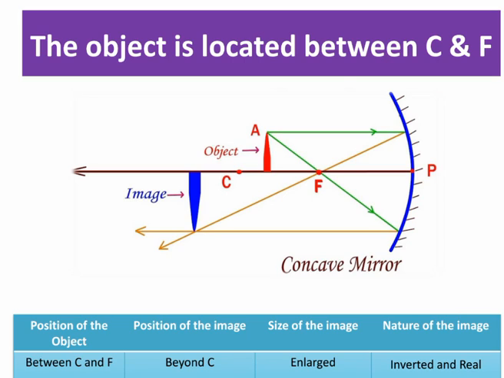In this case, the image will be inverted. A right side up object results in an upside down image. The image dimensions are larger than the object dimensions. A 6 foot tall person would have an image that is larger than 6 feet tall. The absolute value of magnification is greater than 1.